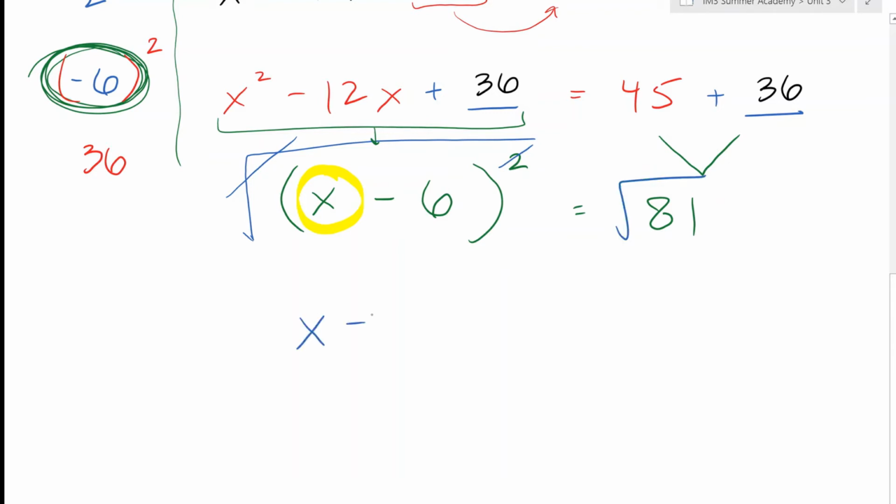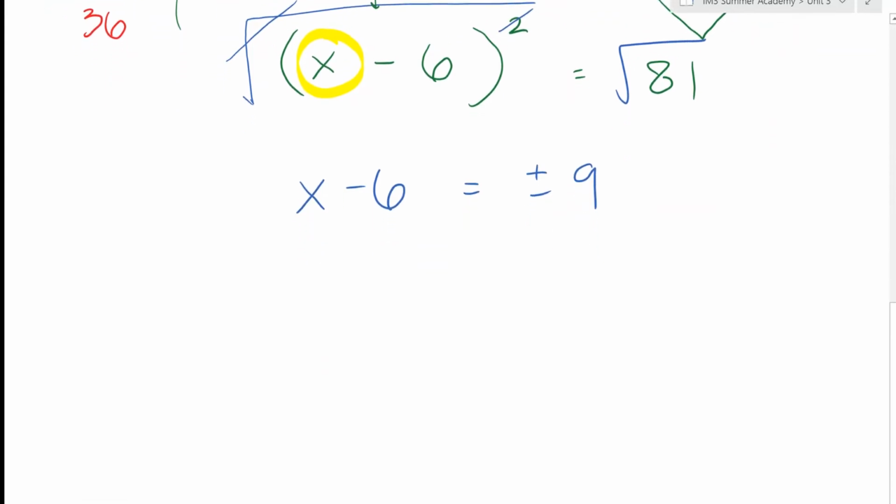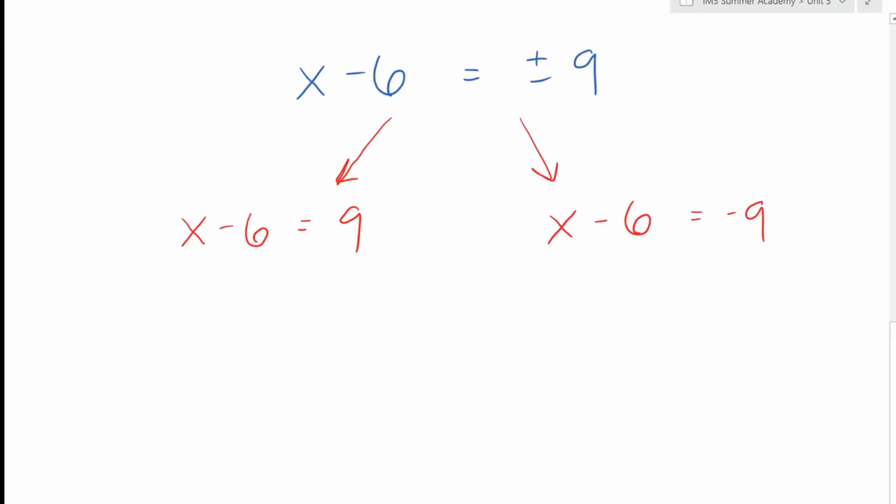So I've got x minus 6 equals, remember 2 answers, square root of 81 becomes a plus or minus 9. Now we technically have 2 equations kind of jammed here together. We have the x minus 6 equals a positive 9, and then the x minus 6 equals a negative 9. And now we've got 2 equations with 2 answers.